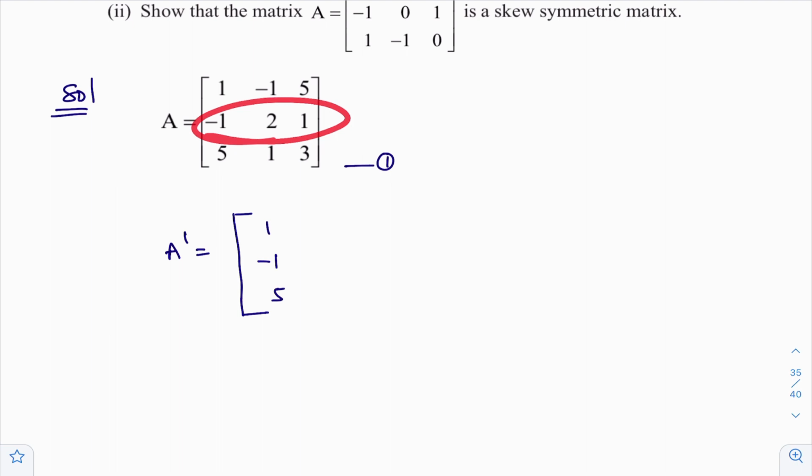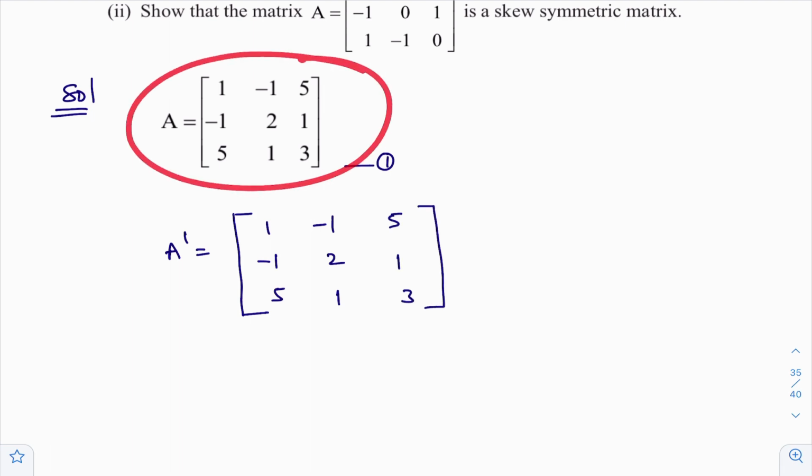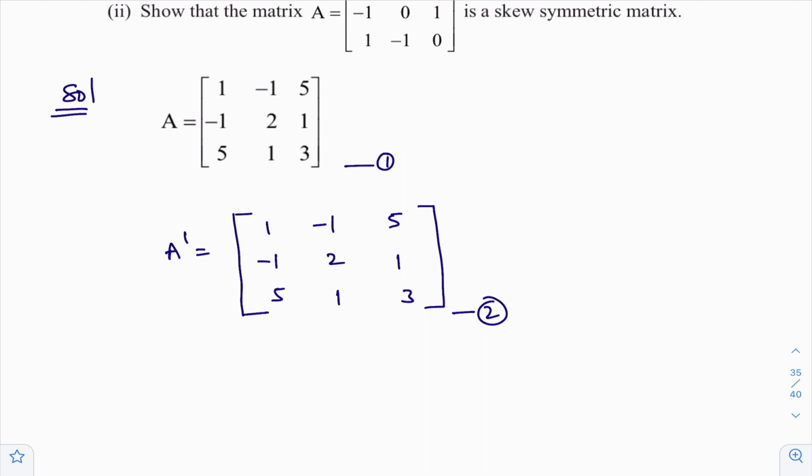Second row, you write it as a second column: minus 1, 2, 1. Third row, you write it as a third column: 5, 1, 3. Okay. Now, you observe, this is A, this is A transpose. We have written the transpose. Now, you can check, I'll take it as 2. You can check that these two are equal matrices. See, 1, minus 1, 5. Right? Minus 1, 2, 1, yes. 5, 1, 3.